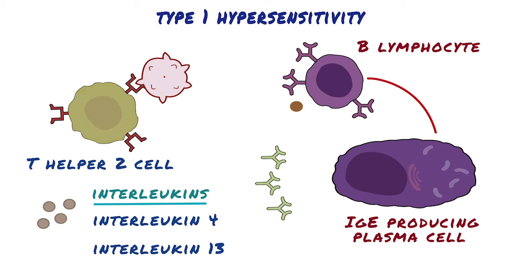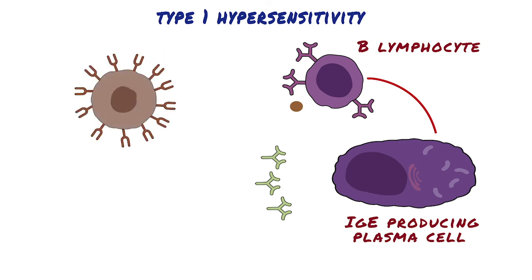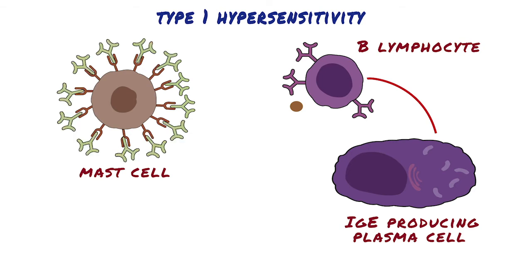IgE antibody produced in response to an allergen binds to high-affinity Fc-epsilon receptors that are expressed on mast cells. Thus, in an atopic individual, mast cells are coated with IgE antibody specific for the antigen to which the individual is allergic. This process of coating mast cells with IgE is called sensitization, because coating with IgE specific for an antigen makes the mast cells sensitive to activation by subsequent encounter with that antigen.